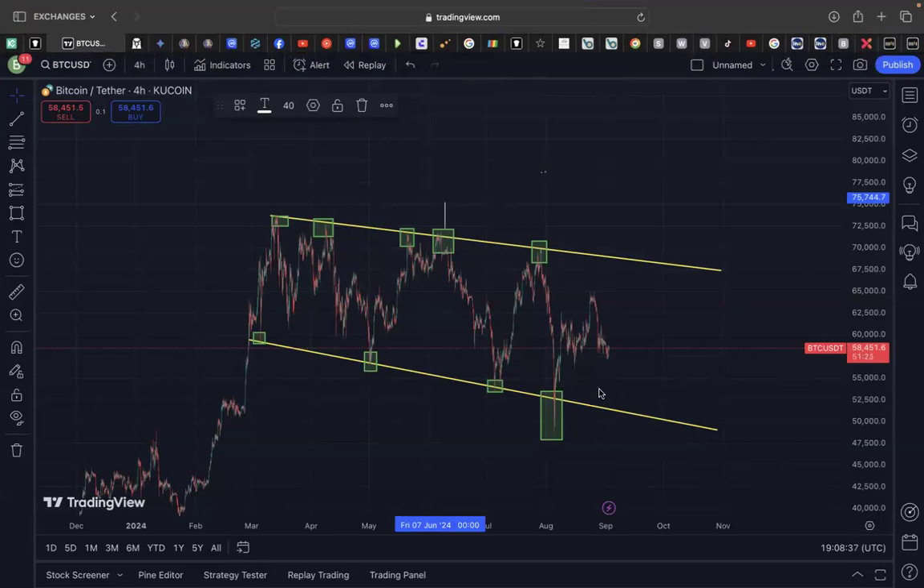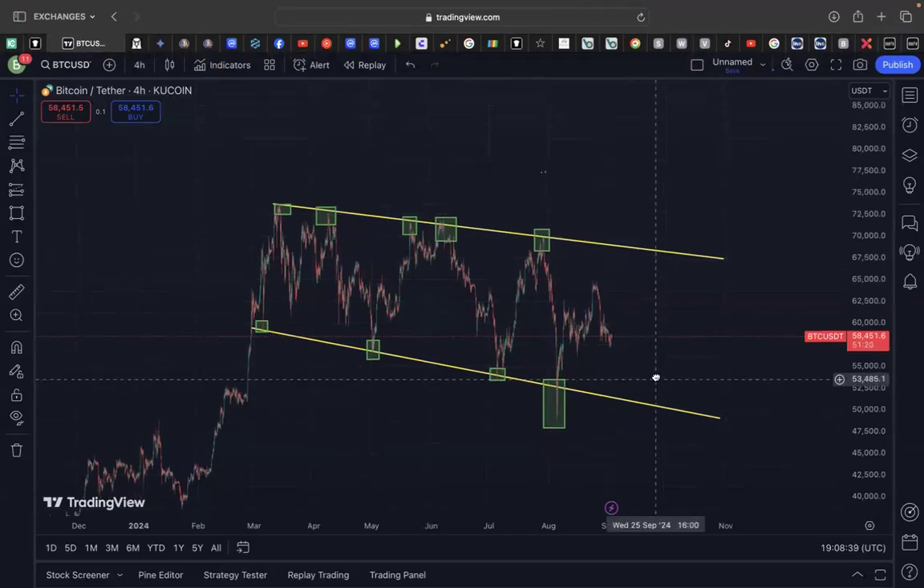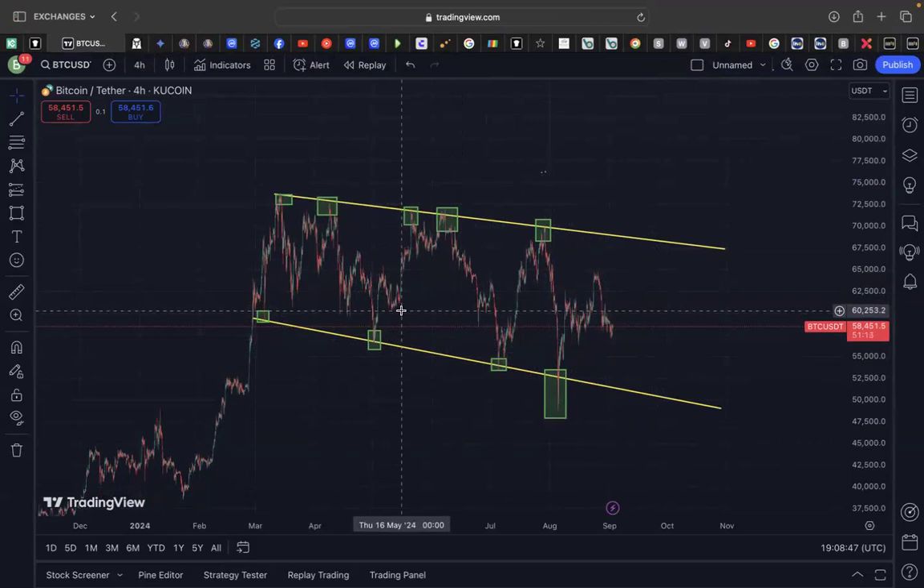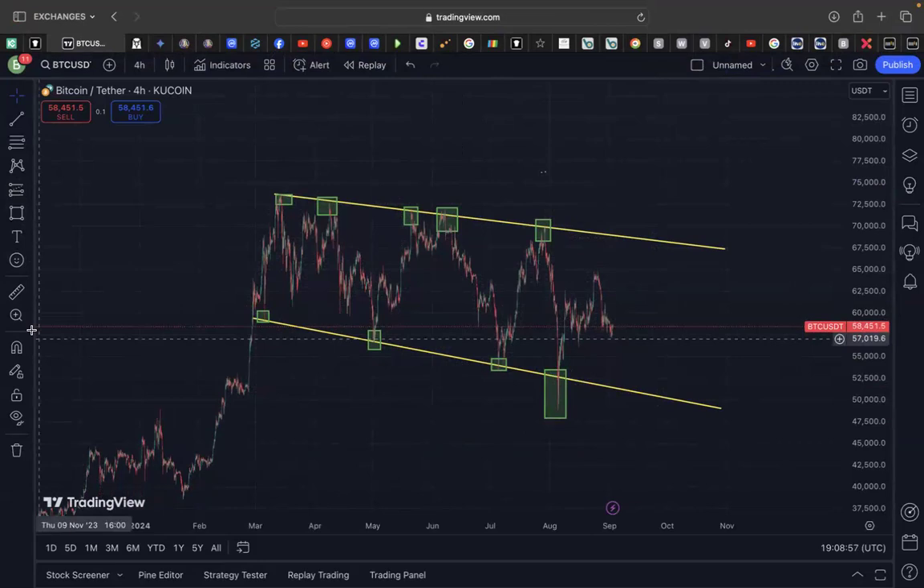As I was saying, we had a false breakout. Now we just look for levels in between. What are strong levels in between this channel? This channel is very, very big. Bitcoin is playing in between large prices. This channel is not for scalpers.